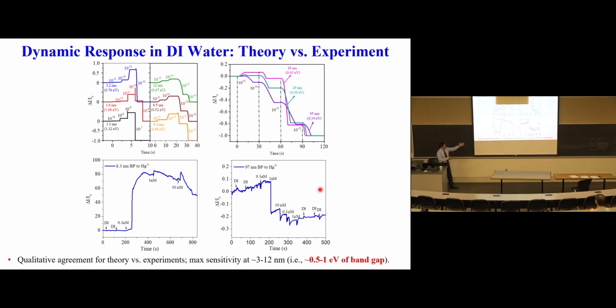The other case is with the thicker BP films also. The reason, as I mentioned earlier, is the stability of these BP nanosheets; even during our testing process, they degrade over the course of half an hour or one hour. But nevertheless, based on this computation, you can see the lowest detection limit can be achieved with a certain thickness of these BP sheets. Not the thinnest, not the thickest, but somewhere in between, between 3 and 12 nanometers, corresponding to an energy band gap between 0.5 and 1 eV. That's very important information for us to identify the best materials for this sensing process.